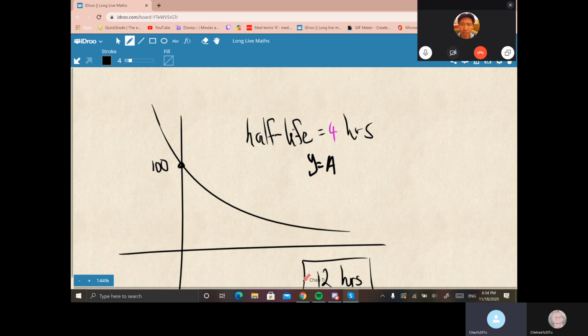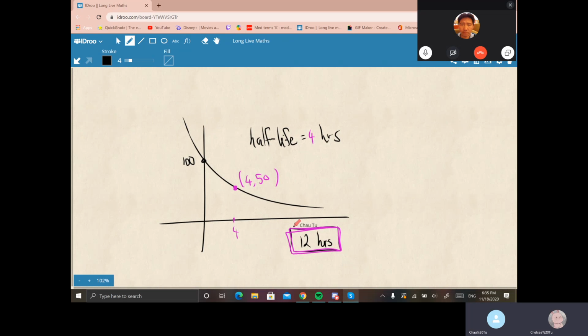But Chelsea, before you do that, what's the mass? Let's say this is 4 here, Chelsea. What's this bit here? What are the coordinates here? 4, 50. Okay. What I want to know is, how do I go about answering this question without coming up with the formula? Because coming up with the formula takes a long time. So what do I do now, Chelsea?